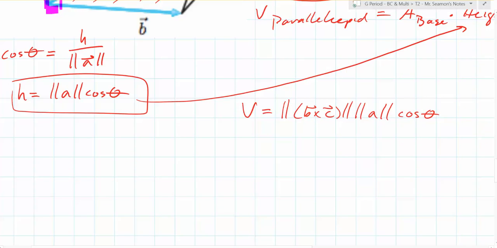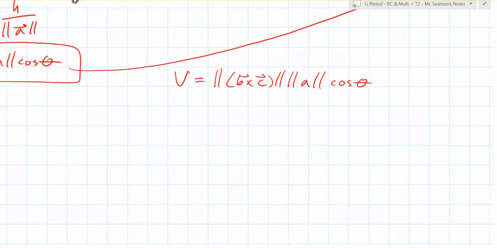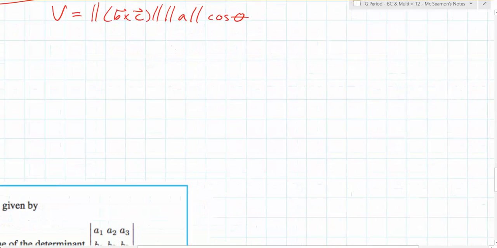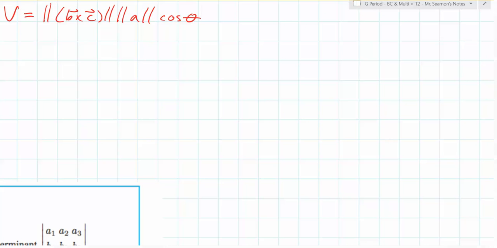Let's look at this for one second here. Raise your hand if you're okay with that statement I just wrote right there. Does that kind of look like something we've seen before? This is the dot product of what? Be really careful. What is this the dot product of? This is equal to the dot product of the normal b cross c and a. Yes.